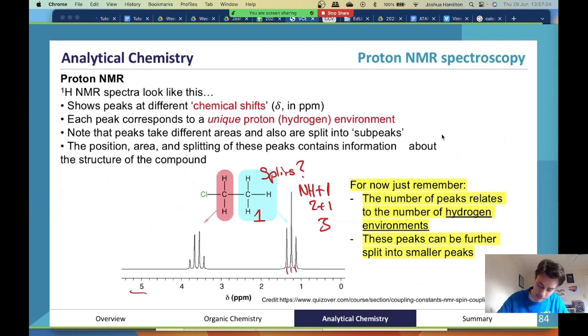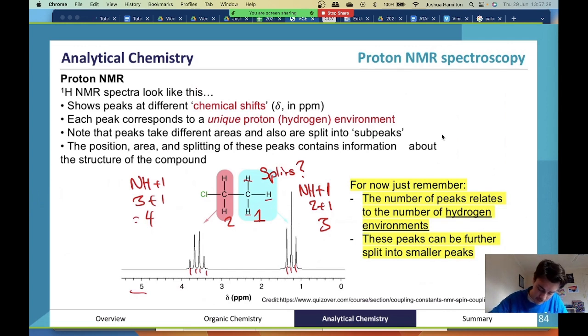Now, the other one over here, our environment number 2, it's going to split by NH plus 1, so neighboring hydrogens plus 1. Neighboring hydrogens is 1, 2, 3, so it's going to be 3 plus 1, which is 4, and it's split into 4. So that's how that works there. So hydrogen does that, carbon does not do that, really important.